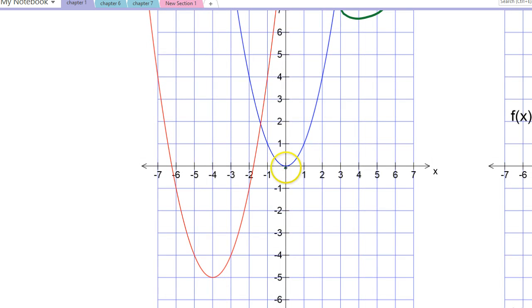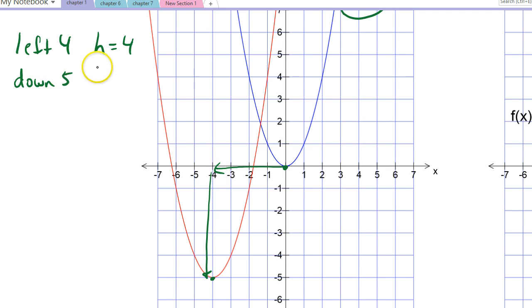It seems to me, in terms of left and right, it went left 4, so my h value is going to be equal to 4, and it seems to me that it went down 5. So my k value, oh, I made a mistake. Left 4, so my h value is equal to minus 4. My k went down, so it'll be minus 5.